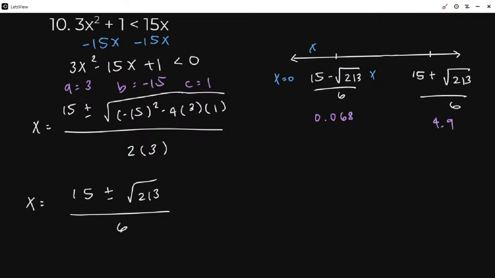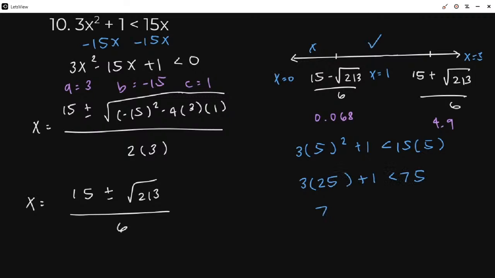Okay, so here we could plug in 1, since that would be between 0.068 and 4.9. Okay, so that'll be 3 times 1 squared plus 1 is less than 15 times 1. So that's 3 plus 1 is less than 15, which is true. And then for the last one, I'll plug in x equals 5. So that would be 3 times 5 squared plus 1 is less than 15 times 5. So that's 3 times 25 plus 1 is less than 75. So 75 plus 1 is 76. So this is not true.